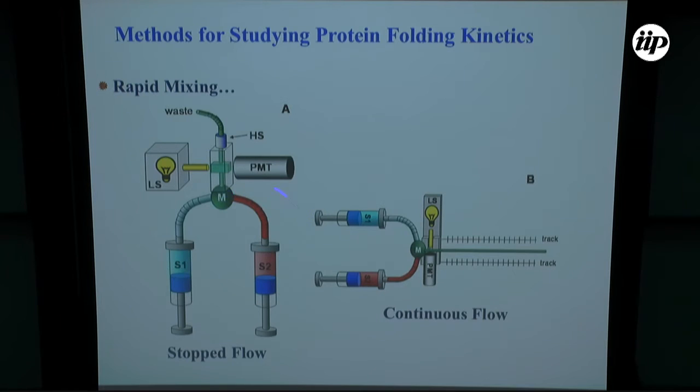So these two techniques can be combined, but the experiment is exactly the same. So you take sample of the protein, maybe in 5 molar urea, and you dilute out the urea, and you see how the rates go, or the other way around, right?